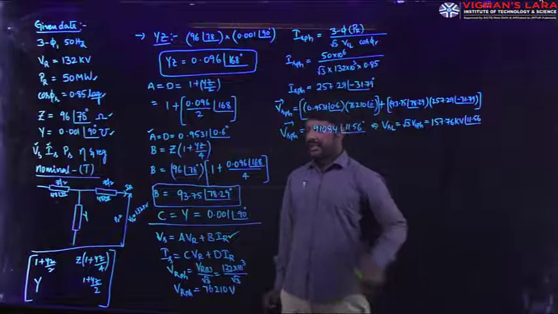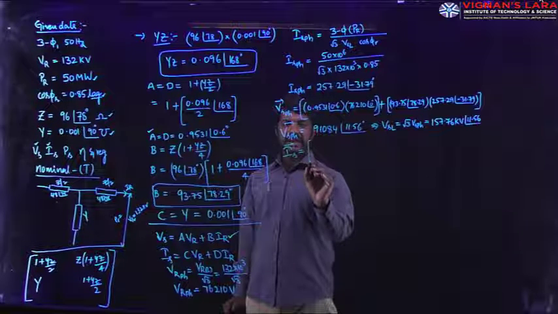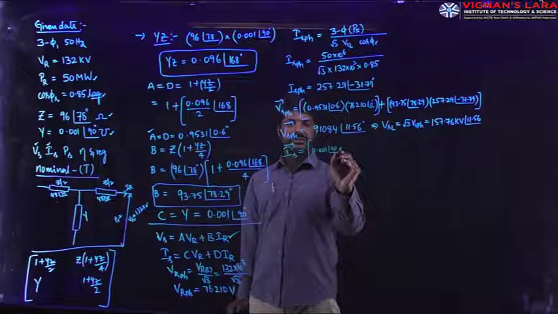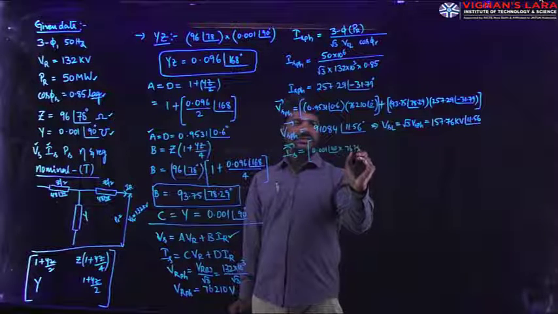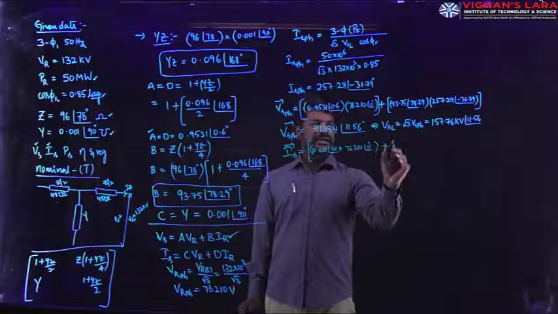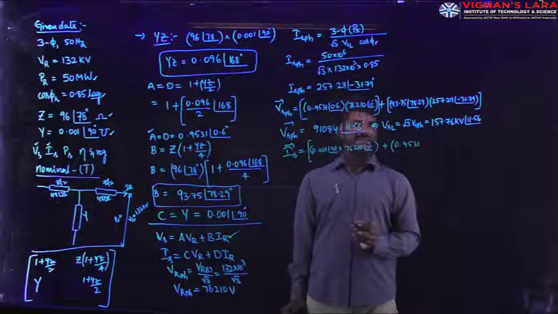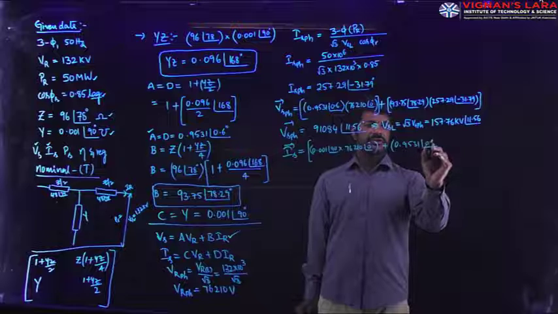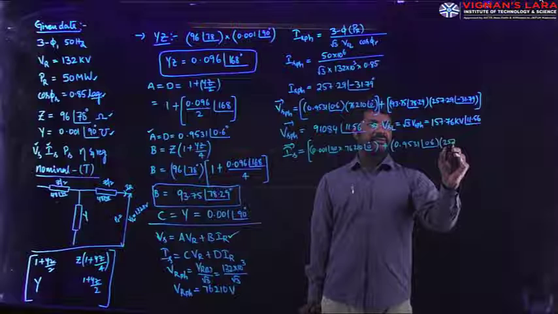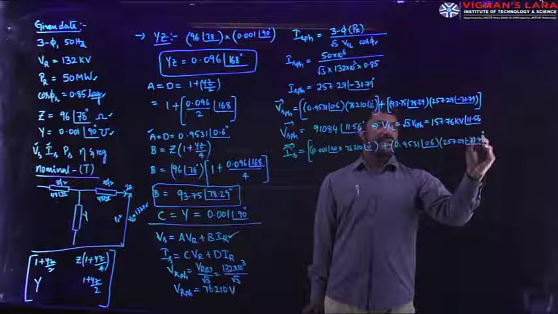The next step is to calculate IS. IS is equal to CVR plus DIR. The value of C is 0.001 at an angle of 90, VR is 76210 at an angle of 0. D is 0.9531 because A is equal to D, making an angle of 0.6, into IR. The IR value is 257.29 amperes at an angle of minus 31.79.